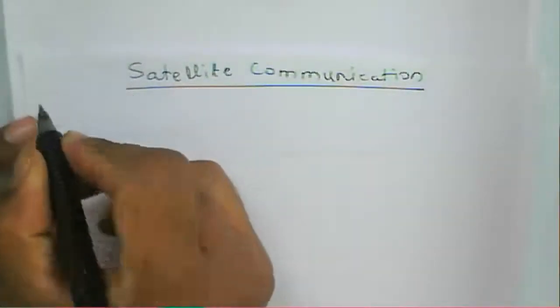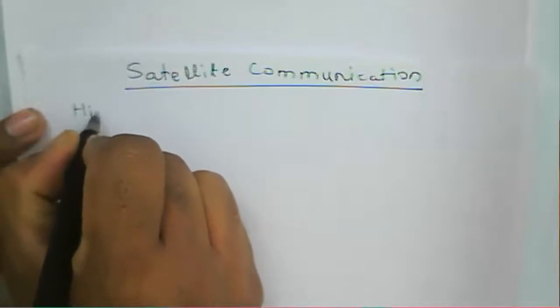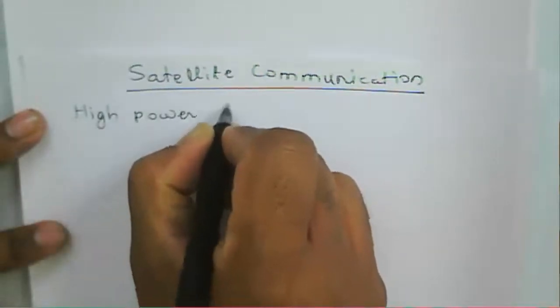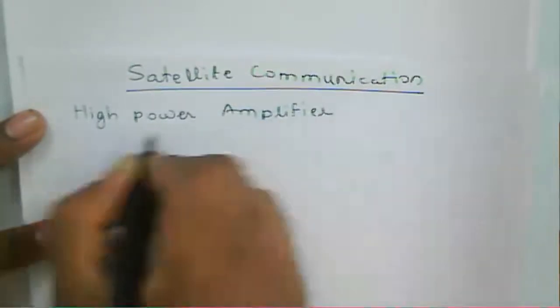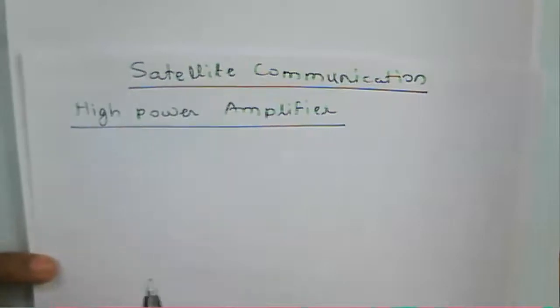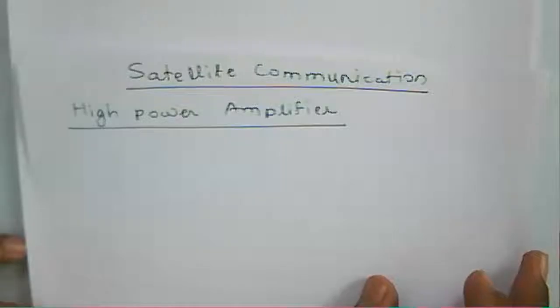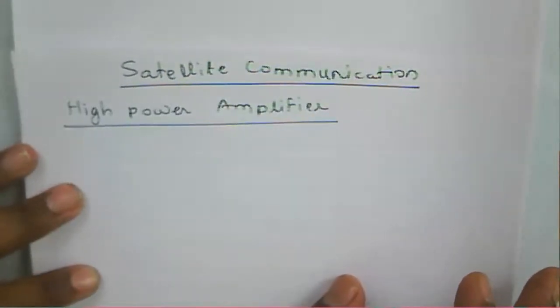Today we start here with a high power amplifier that is required in satellite communication. Once your signal is up converted, the signal is to be transmitted from the earth station to the satellite. Once your signal is down converted, that signal is to be transmitted from the satellite to the earth.